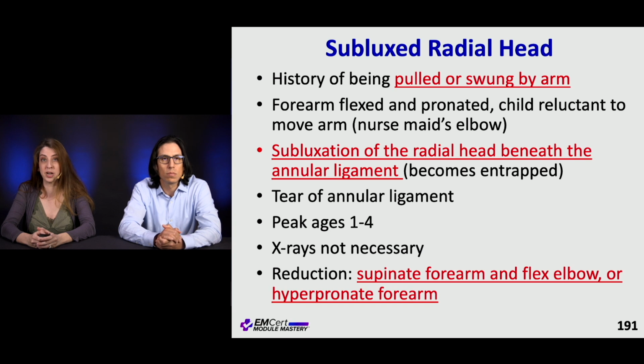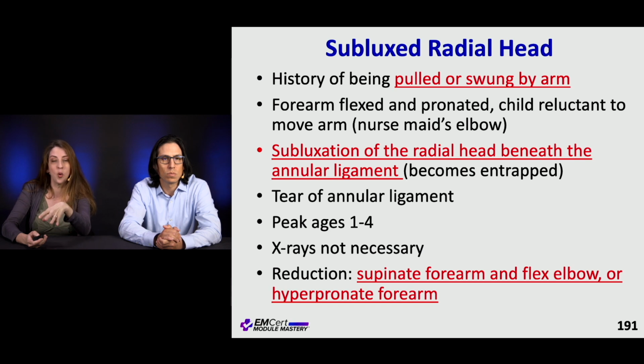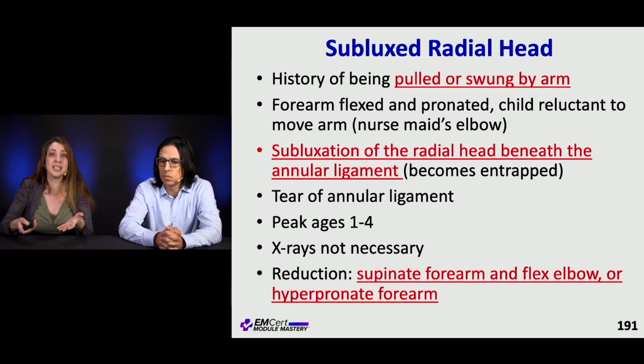So subluxed radial head, this is your nursemaid's elbow, right? And the history here is like, parents or caregivers swinging the kid, or the kid runs into the street and they grab them real quick. And so, typical ages for this is around 1 to 4. X-rays are not necessary. There's different reduction techniques that you can use. And I personally love this, right? Because this is a time that we can actually fix the patient.